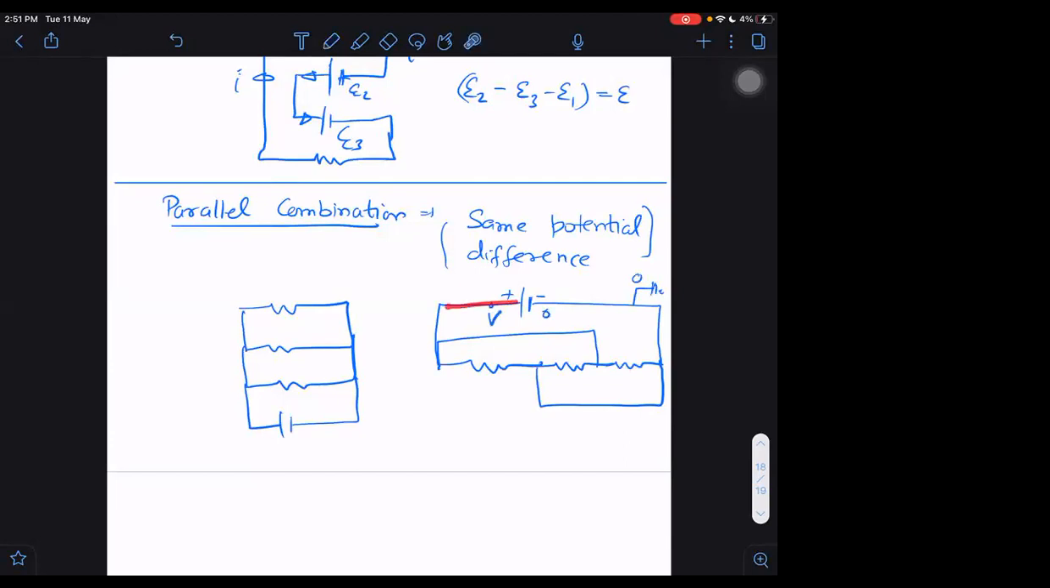Now observe here, to here, to here, and here to here. These are all conducting linear wires, so they are at the same potential or nearly the same potential. So here potential is V. At this place also potential is V.